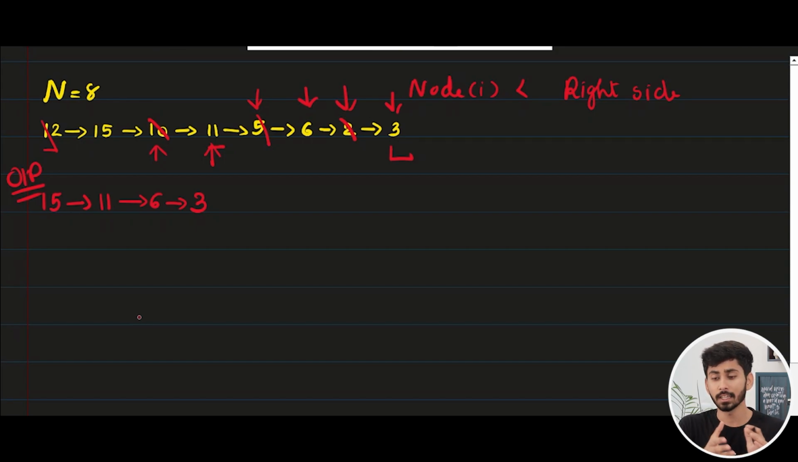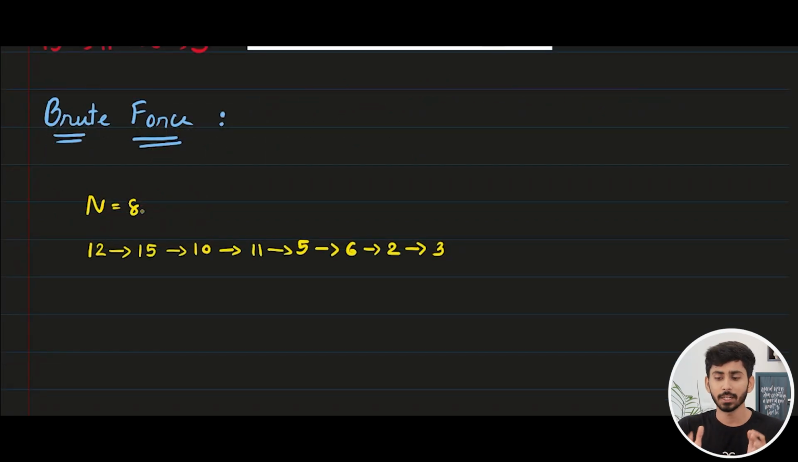Now let's try to focus on what can be the brute force approach for this. So let's try to understand how we can solve this question in a brute force manner. The brute force manner is very much simple. You will be iterating one by one over each and every node. Let's say this is your current node. You'll be checking whether this node can be deleted or not.